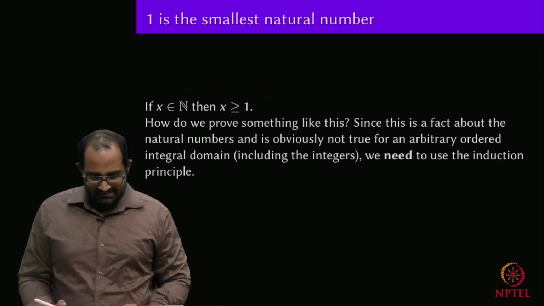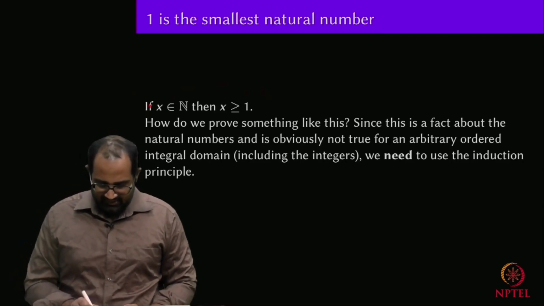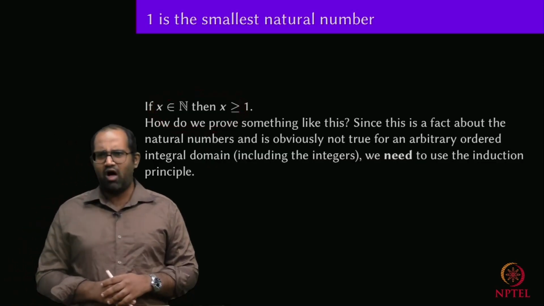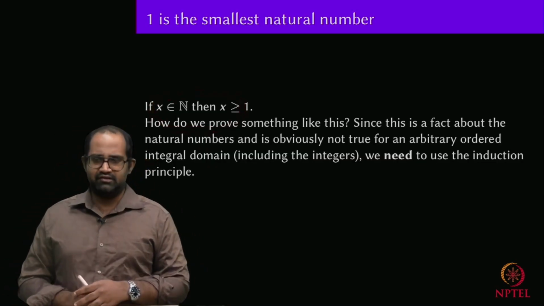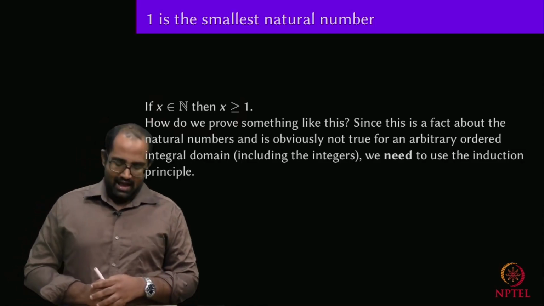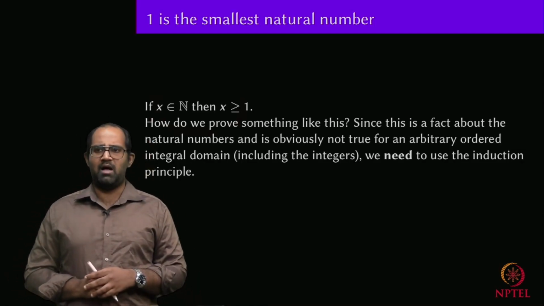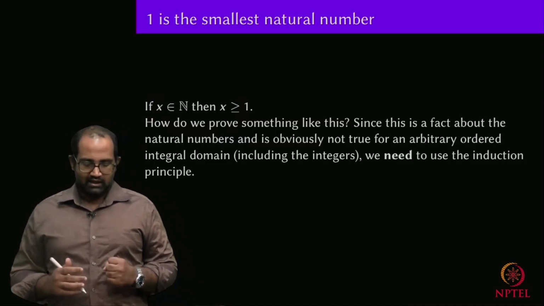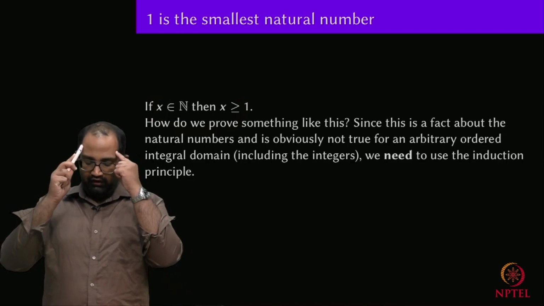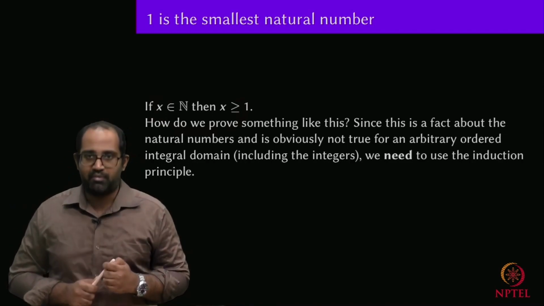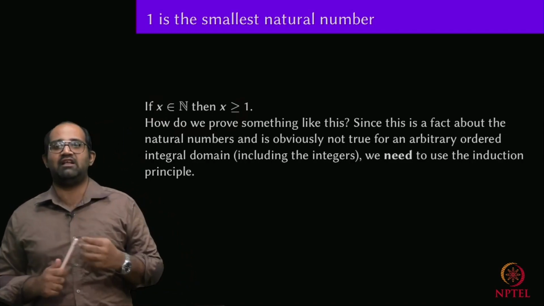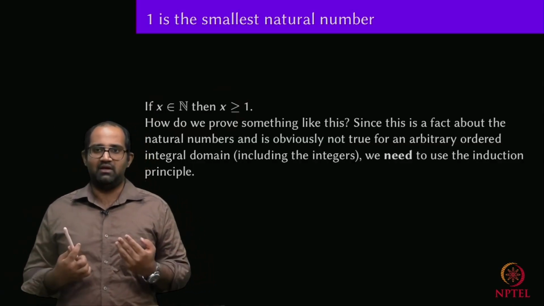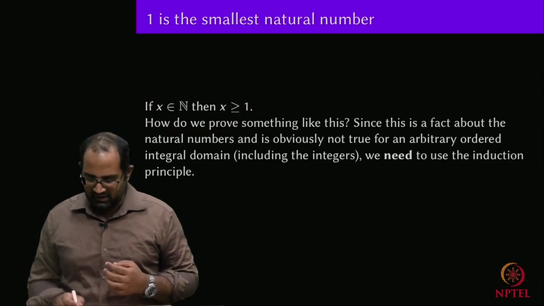Okay, so let's think about this. This is a statement that is true for natural numbers and it's clearly false for integers. Right? Minus 3 is not greater than or equal to 1, and clearly this is not true in some arbitrary ordered integral domain. Right? So that immediately should focus your mind on that property that differentiates the natural numbers from the integers. So the only hope that we have of proving this is to use the induction principle.